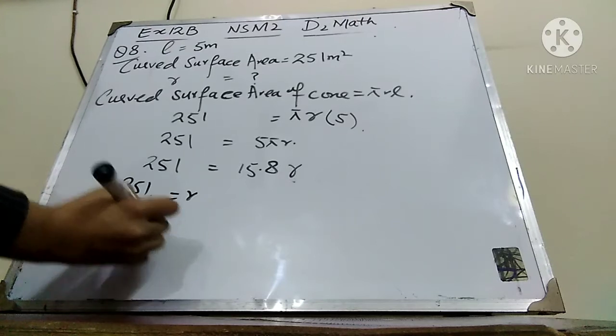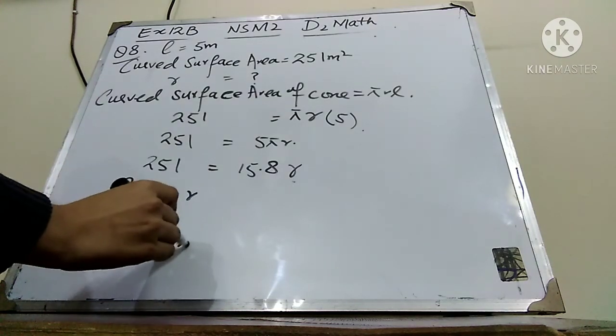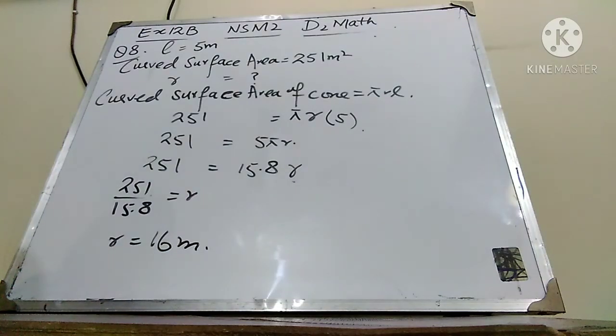When I divide 251 by 15.8, I will get 15.9. When I round off, I will get 16. So 16 meters is the radius of the open cone.